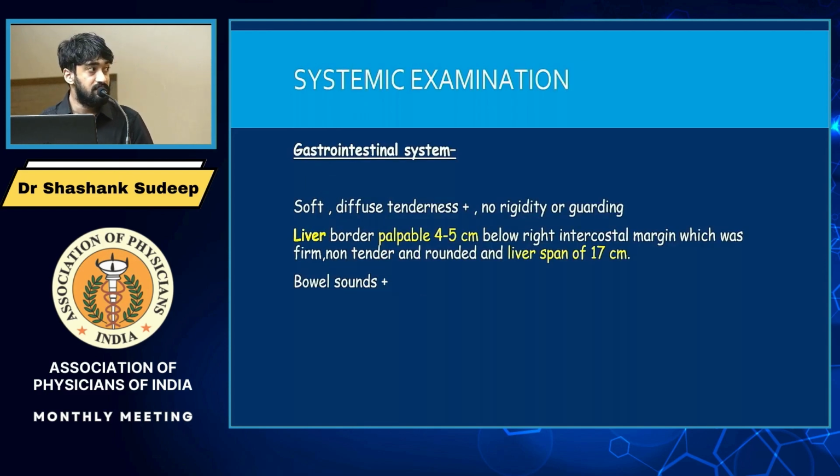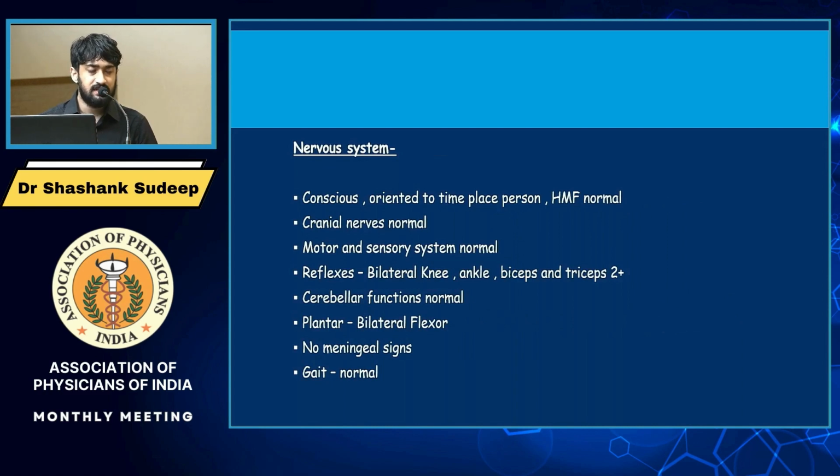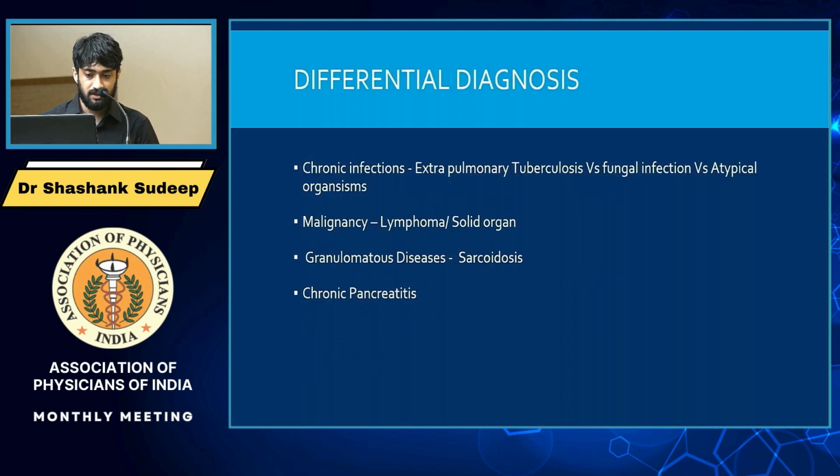On systemic examination, the abdomen was soft and diffuse tenderness was present, with no rigidity or guarding. The liver border was palpable 4 to 5 centimeters below the right costal margin, firm, and the liver span was about 17 centimeters. Bowel sounds were heard. The cardiovascular and respiratory systems were grossly normal. The CNS was also grossly normal, and no focal neurological deficits were noted.